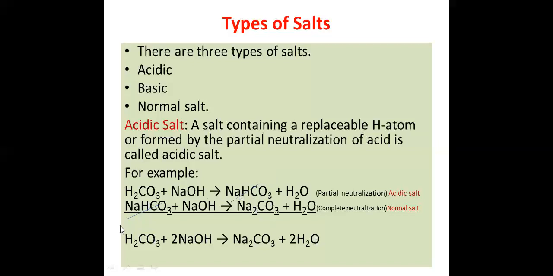It means that if we treat carbonic acid with two sodium hydroxide, then in that case, complete neutralization will take place and then we will get a normal salt. But if we use only one sodium hydroxide molecule with carbonic acid, it will give us acidic salt and then the reaction is called partial neutralization reaction.